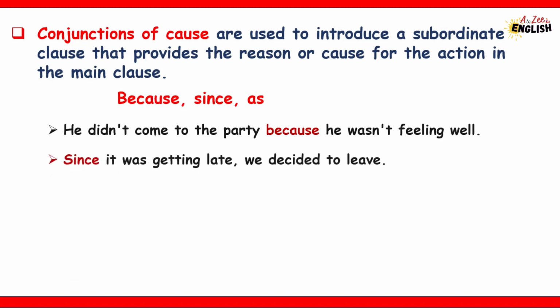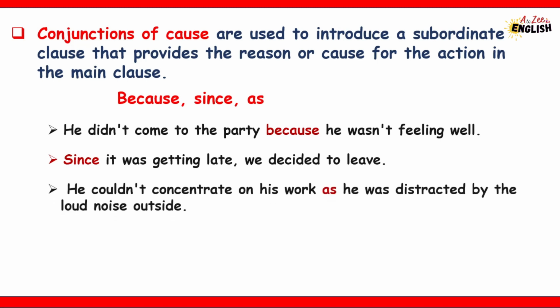In the same way, since it was getting late, we decided to leave. We decided to leave is the main clause, and since it was getting late is the reason for leaving. He couldn't concentrate on his work as he was distracted by the loud noise outside. In the sentence, he was distracted by the loud noise is the reason why he could not concentrate on his work.